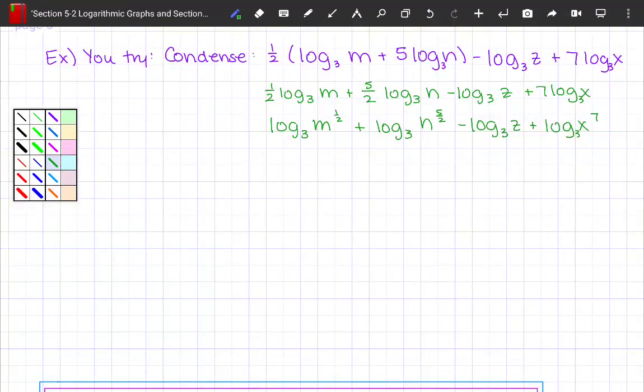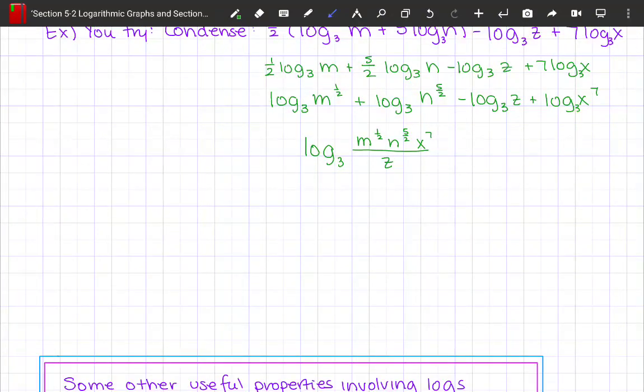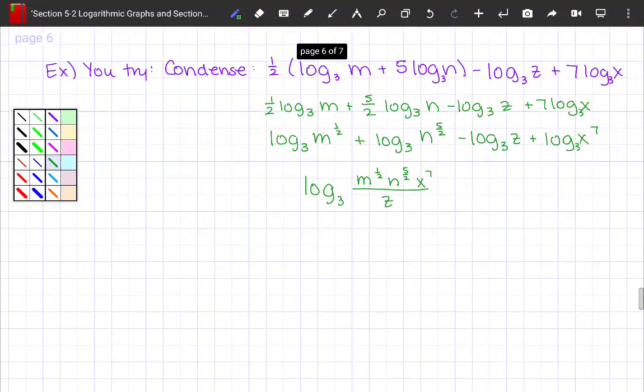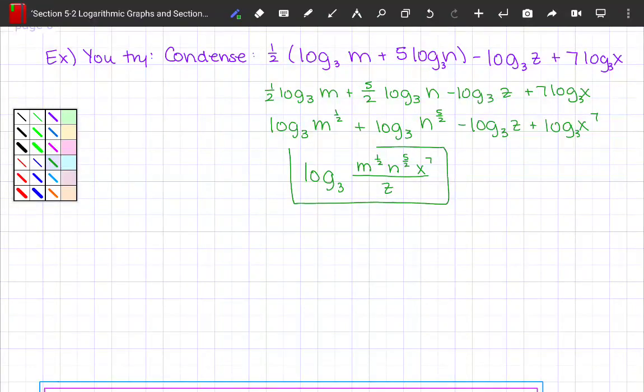All right, so now that we have that, I'm going to do what I was saying before. I'm ready to go to my final answer. So I'll put a big old fraction bar here. If it's a positive log, the argument goes in the numerator. And if it's a negative log, the argument goes in the denominator. Positive, positive, and positive. So m to the 1/2, n to the 5/2, x to the 7th, all in the numerator. This was a negative log that goes in the denominator. And we're done. Yay! So it really is that easy.